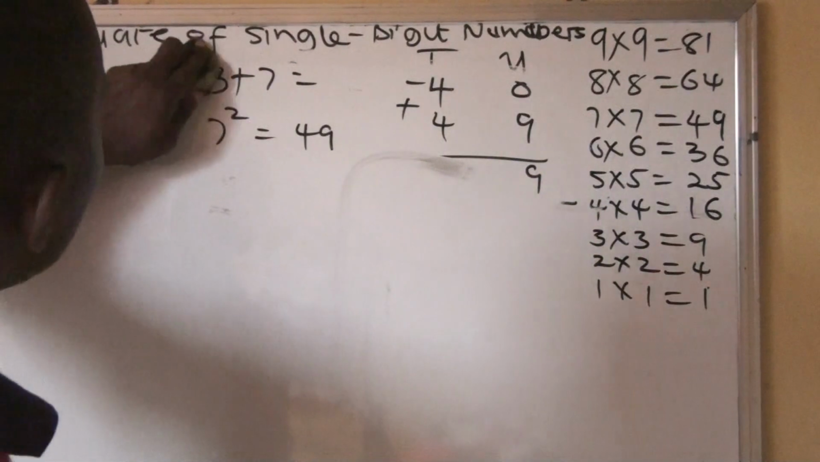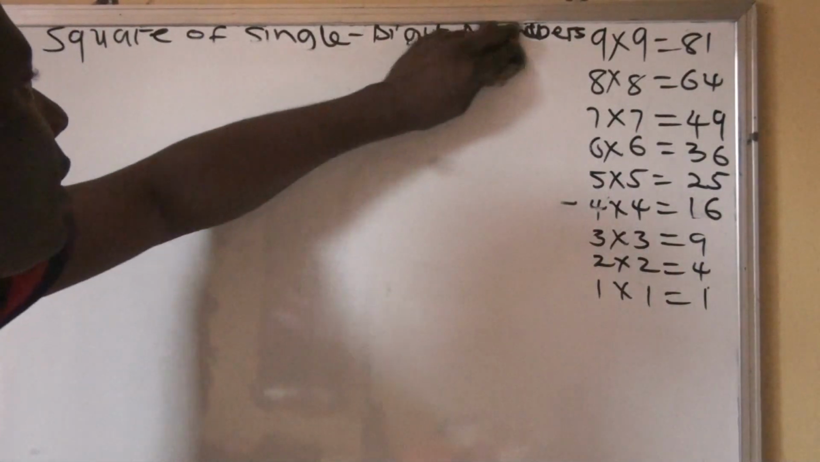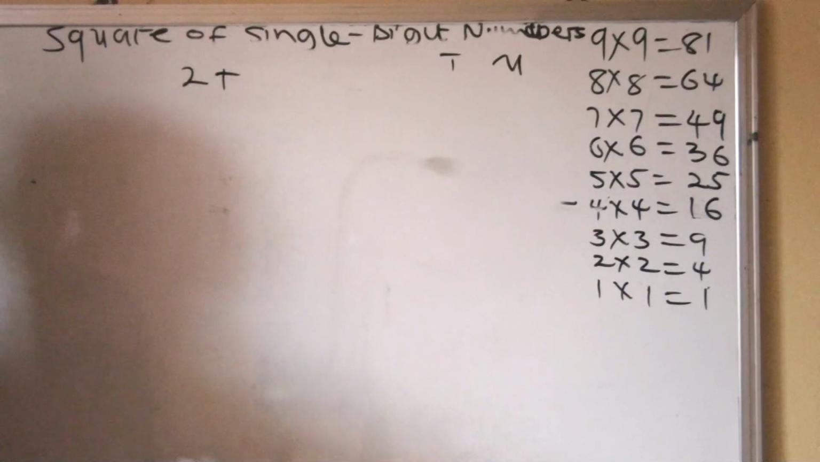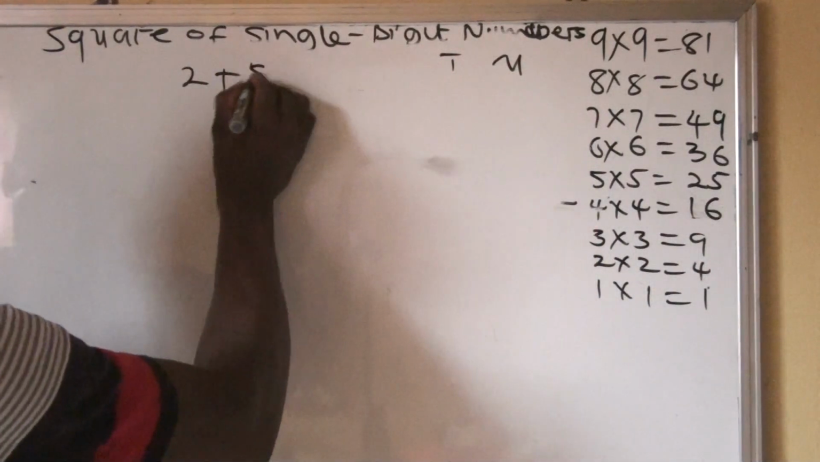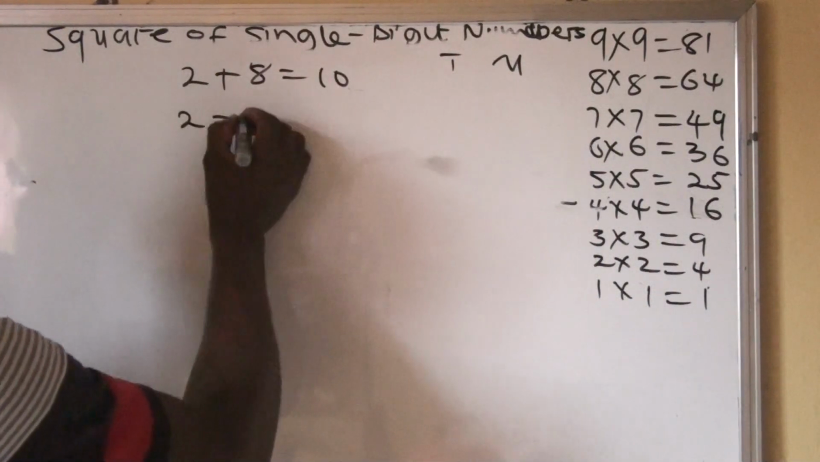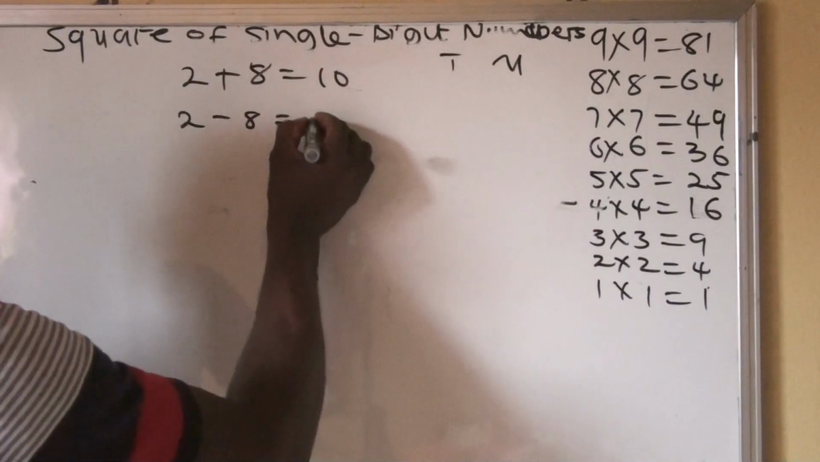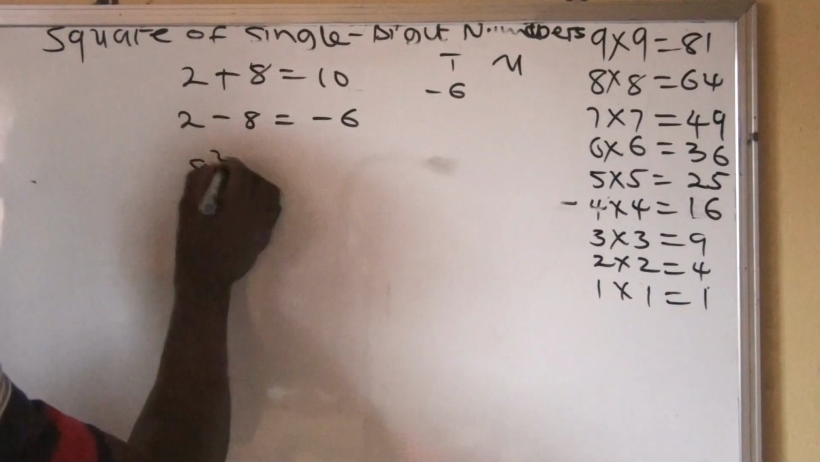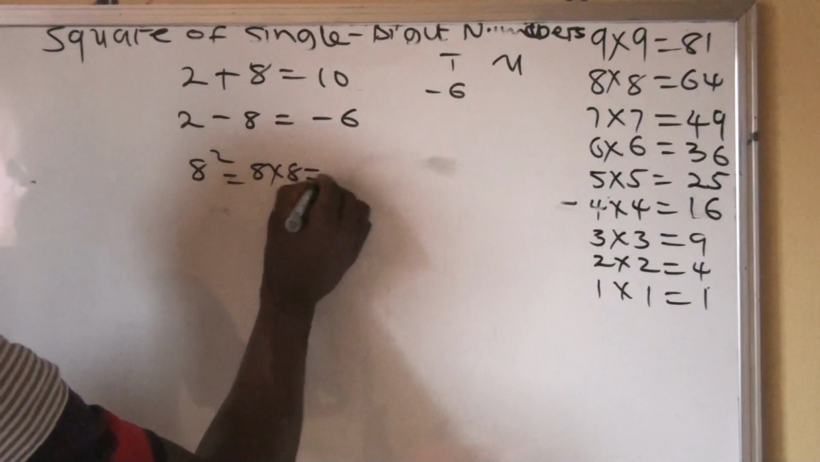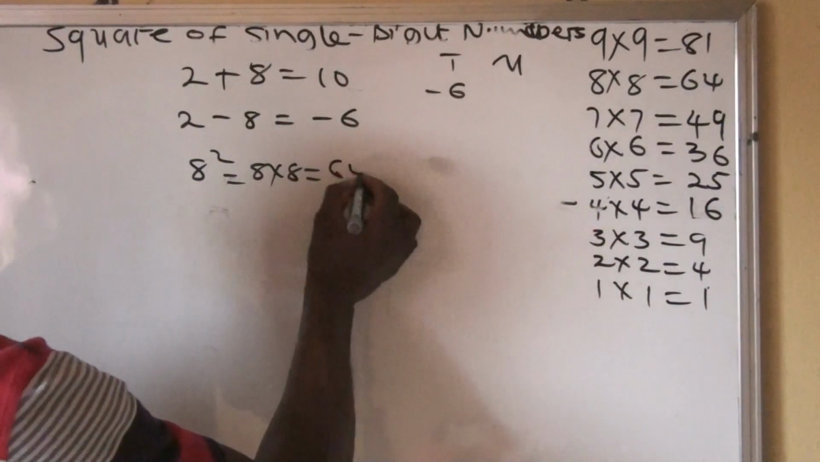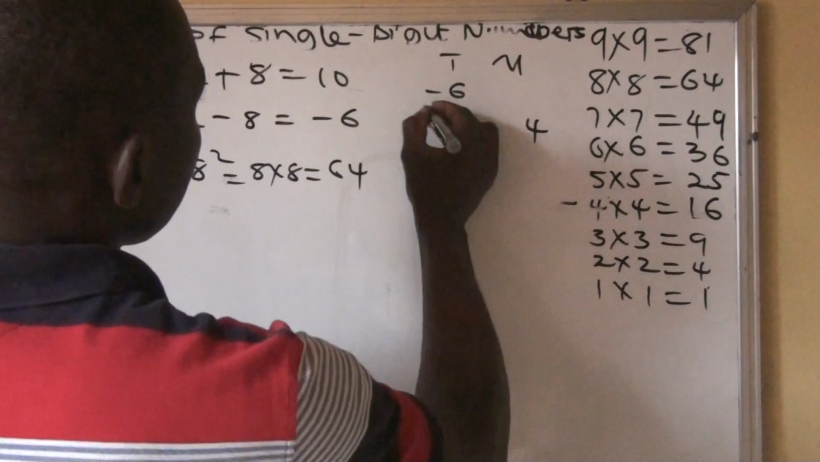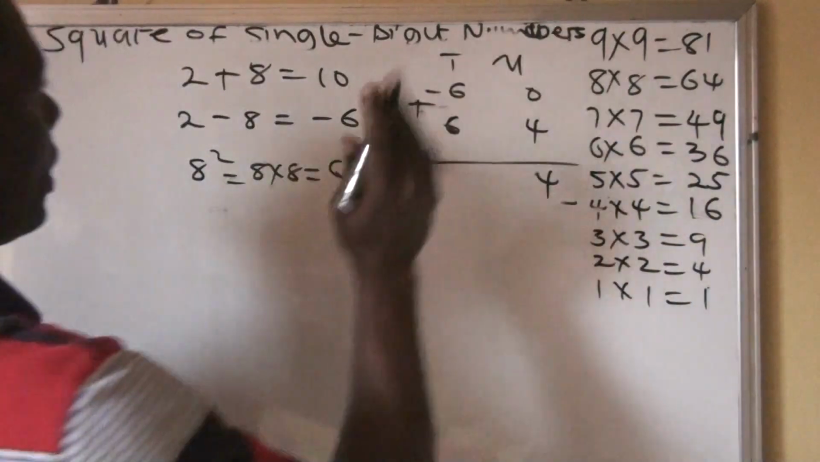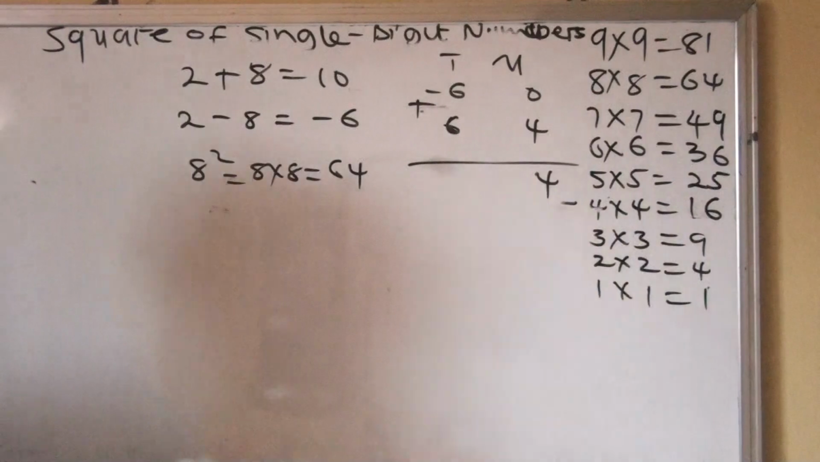Okay. Now let's try 2. What number do we need to add to 2 to make it 10? That is 8. So 2 minus 8 will give us minus 6. So minus 6 here. Then we say 8 square, which is 8 times 8. From here we can see it is 64. So we put 64 here, and we add. So here is 4, 6 minus 6 is 0.